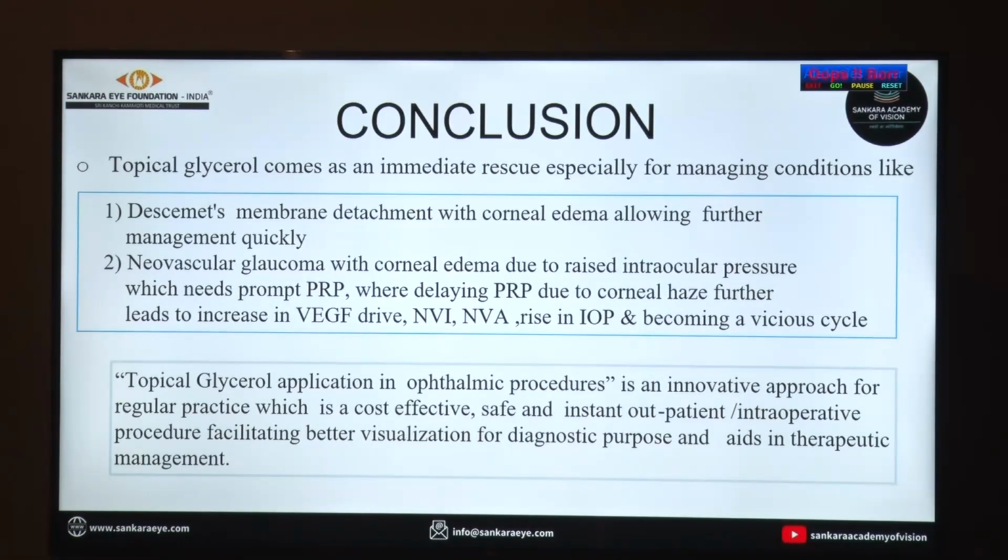Topical glycerol comes as an immediate rescue, especially in managing conditions like Descemet membrane detachment detection and allowing further treatment. And in cases like neovascular glaucoma with corneal edema due to raised IOP, which needs prompt PRP, delaying PRP due to corneal haze leads to an increase in VEGF drive, NVI, NVA, and a rise in IOP, and this becomes a vicious cycle. The patient might lose vision as well. So topical glycerol helps us in quick management.